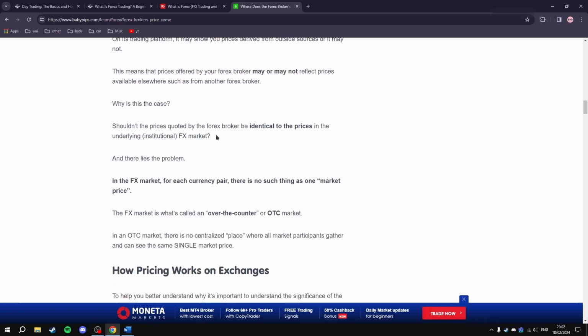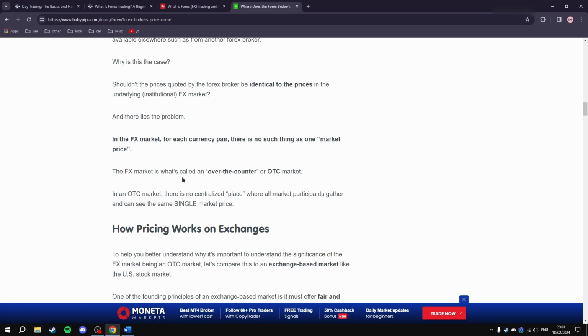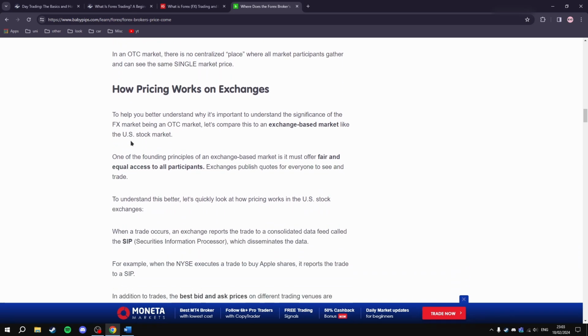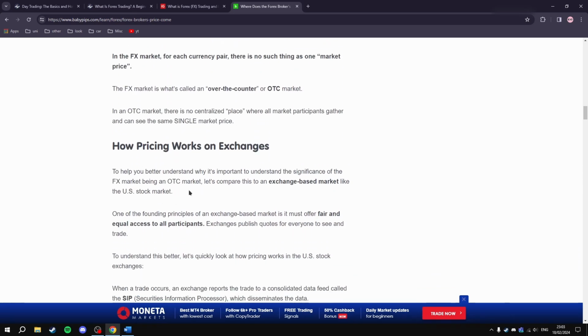Shouldn't the prices quoted by the Forex broker be identical to the prices in an underlying institutional FX market? And there lies the problem. In the FX market, for each currency pair, there is no such thing as one market price. The FX market is what's called an over-the-counter or OTC market. In an OTC market, there is no centralized place where all the market participants gather and can see the same single market price.